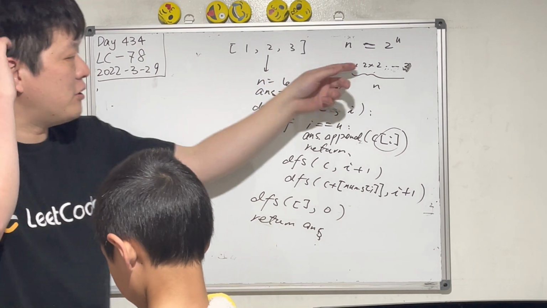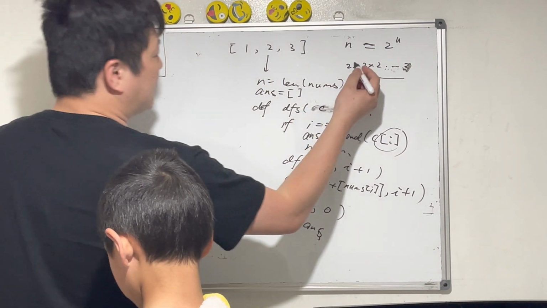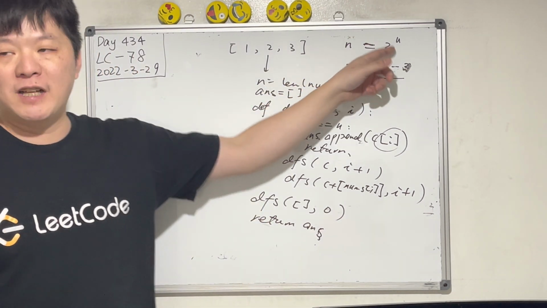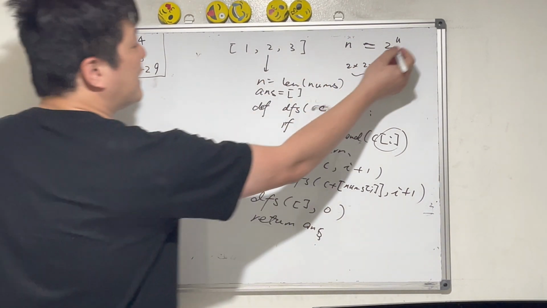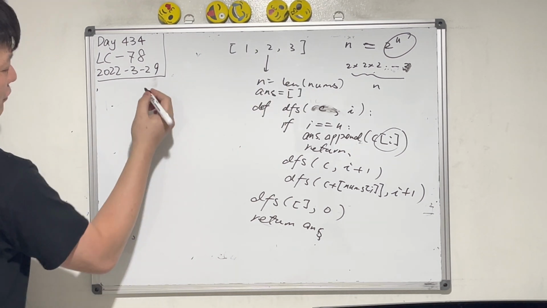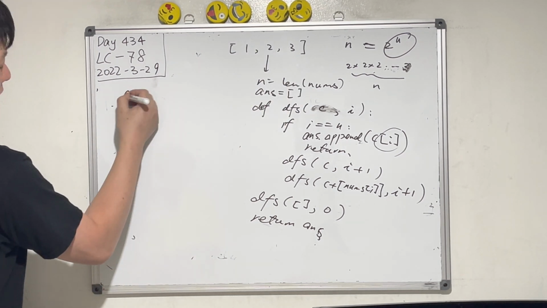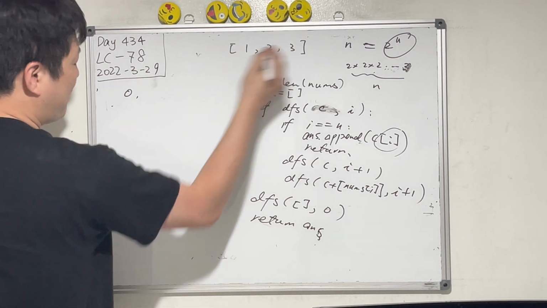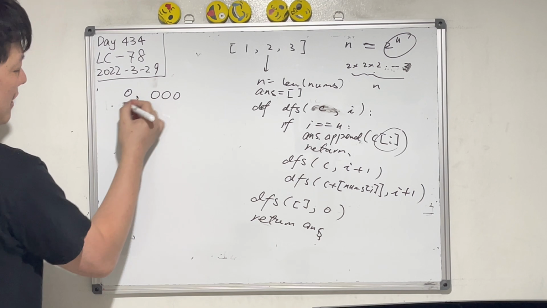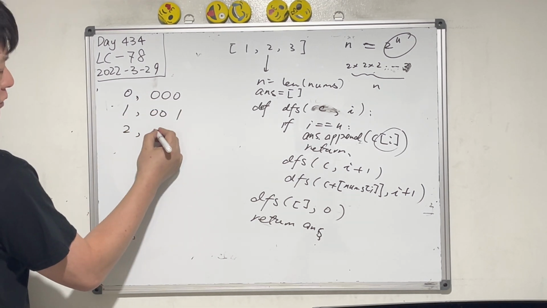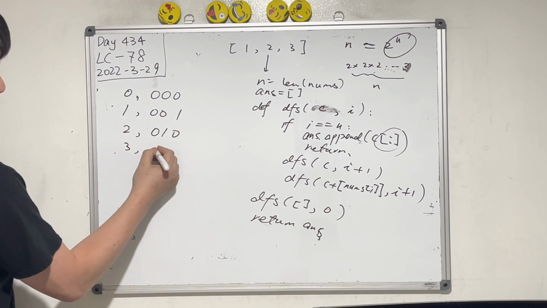A very good thing is that we know the total number of subsets is 2 to the power of n. So let's look at these numbers, 0 to 2 to the power of 3 minus 1, so 0 to 7. 0 in binary, let's just look at 3 digits because there are 3 numbers, is 0, 0, 0. 1 is 0, 0, 1. 2 is 0, 1, 0. 3 is 0, 1, 1.